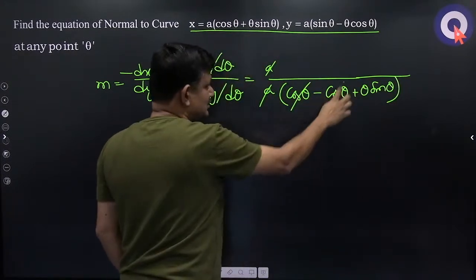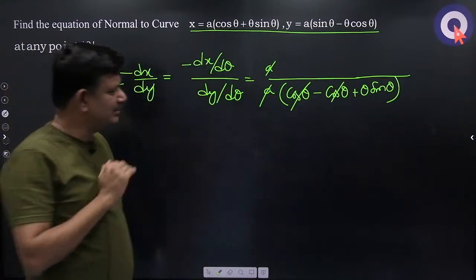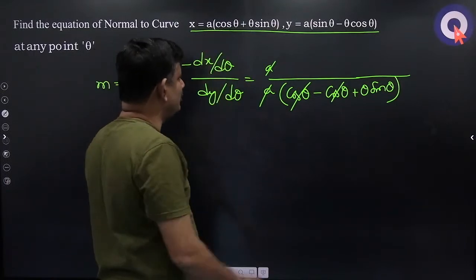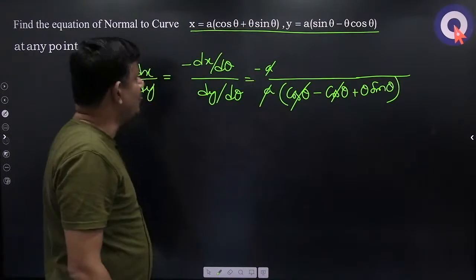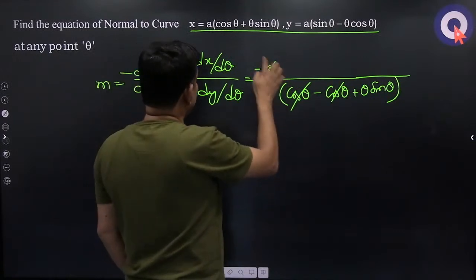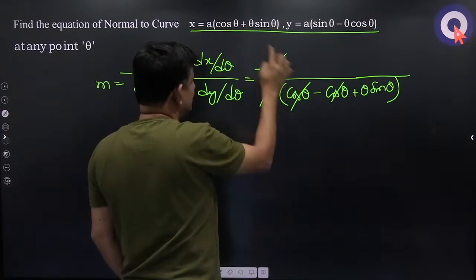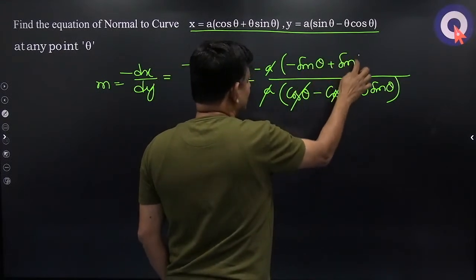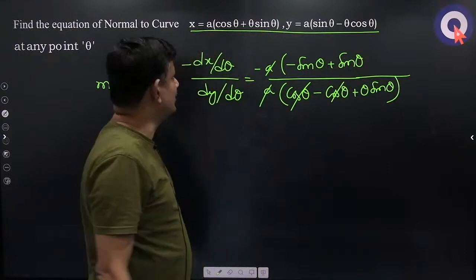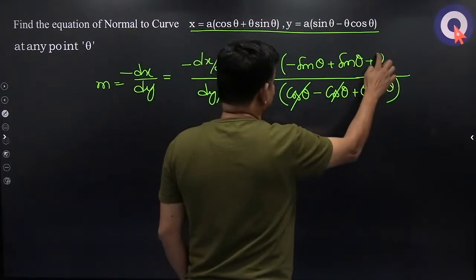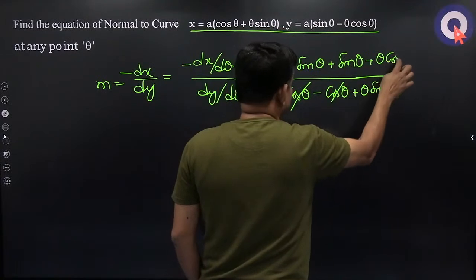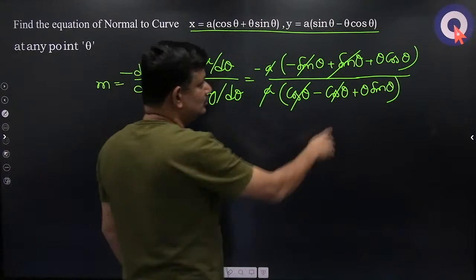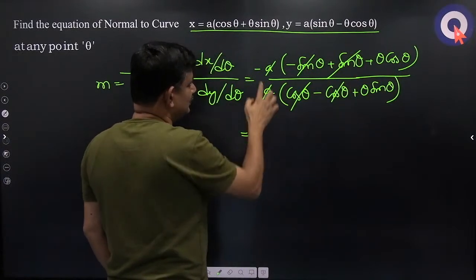gives theta sin theta. Let us look at the derivative of the numerator, and then dx by d theta: cos theta plus theta sin theta. Again you can see that theta terms also get cancelled.